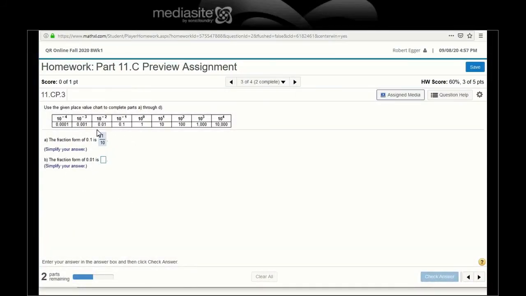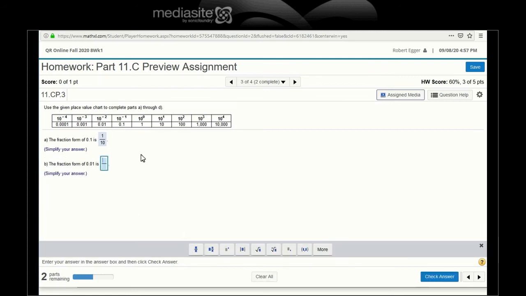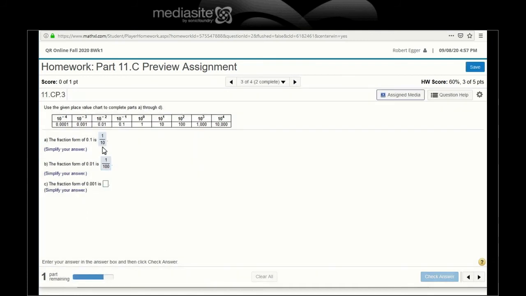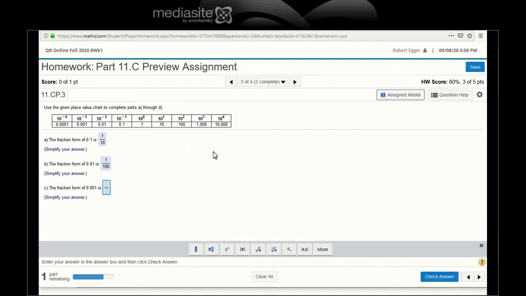0.01 is 10 to the minus 2. 10 squared is 100. So that says take 100, put that in the denominator, so 1 over 100. 0.001, that's 10 to the minus 3. 10 to the third is 1,000. That negative means make that the denominator. So 1 over 1,000.